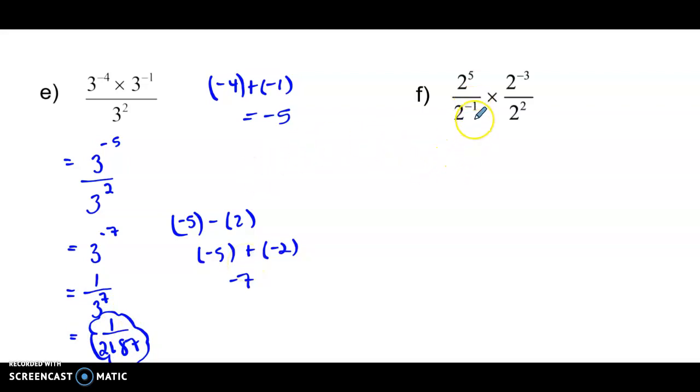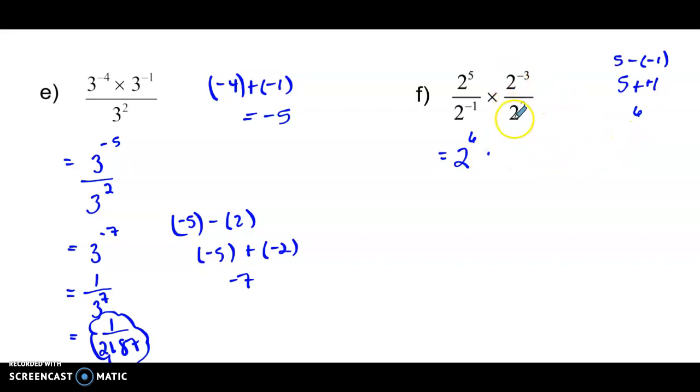All right, for part F, we have a fraction multiplied by a fraction. So I'm going to look at my first fraction. The bases are the same, so I keep the base 2, and I subtract my exponents. So I need to do 5 subtract a negative 1. When I add the opposite, it's 5 plus 1, and that's 2 to the power of 6.